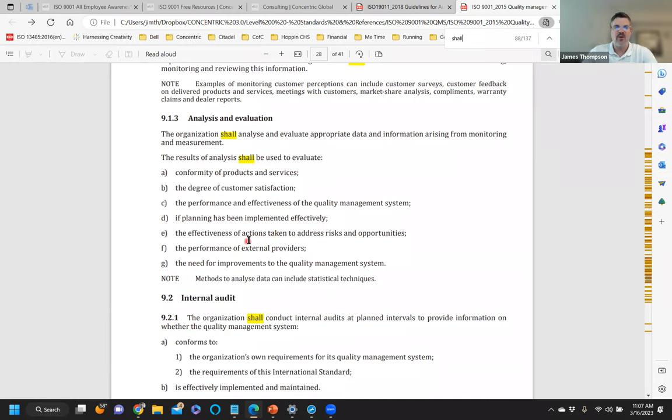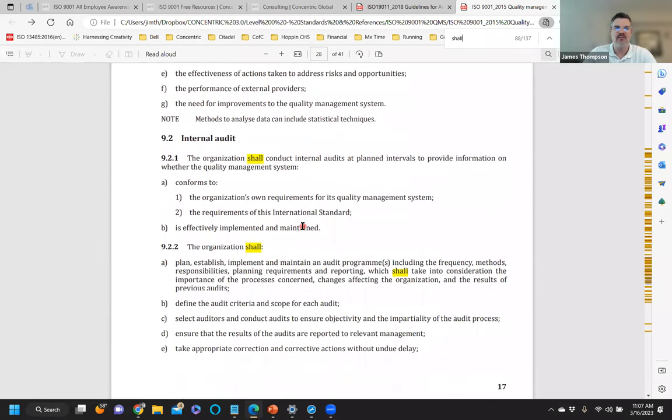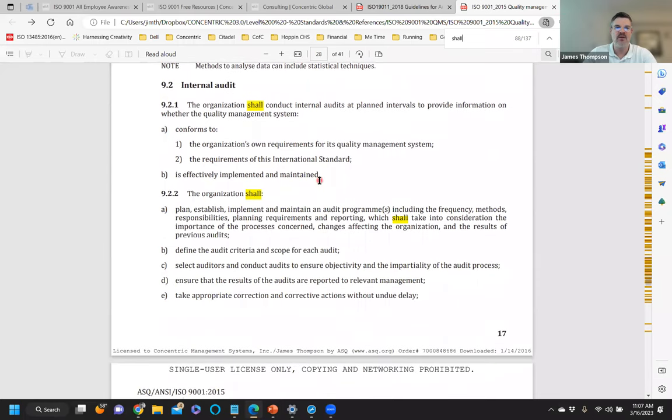So not just, well, we had 20 corrective actions that we created internally, and 15 of those have been closed out. But okay, that's one thing, but how effective were those actions? Did we have repeat issues on things that were closed out? The performance of external providers, suppliers, et cetera, and then the need for improvement of the QMS. That sums up 9.1. 9.2, we get into auditing.